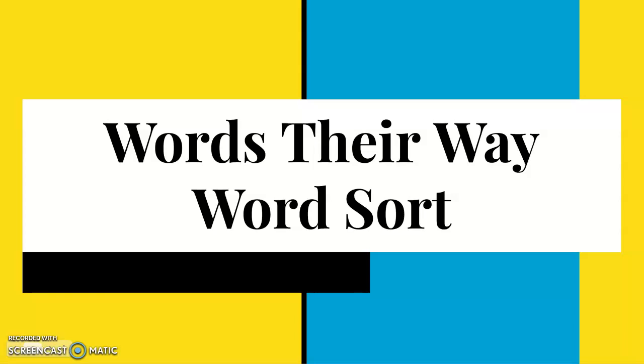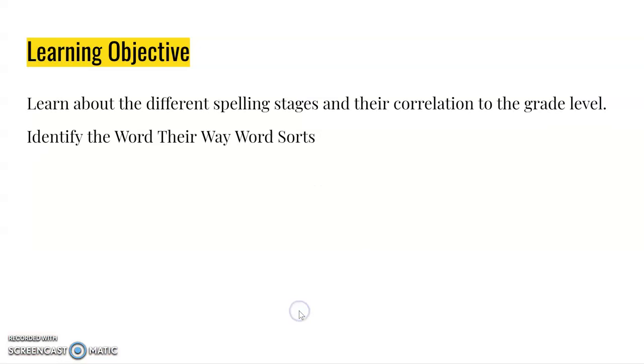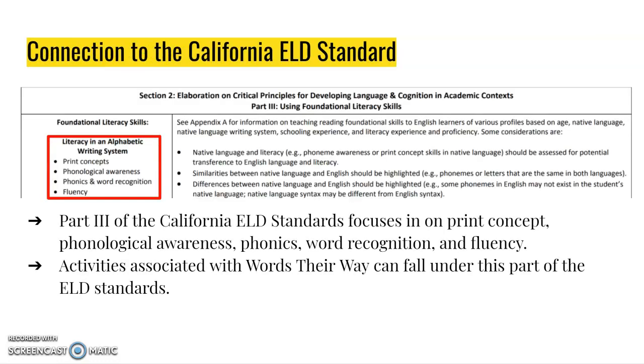Hi everyone. I wanted to take a minute to look through the Words Their Way word sorts, and hopefully these can be some activities that you could use in the classroom. First off, learning objective. Let's learn about the different spelling stages and their correlation to grade levels, and let's also identify the Words Their Way word sorts that correlate to those grade levels.